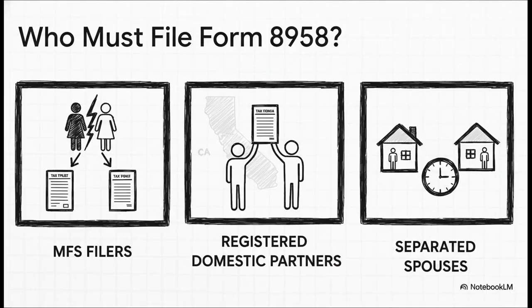Now, knowing when to file this form is absolutely critical. MFS filers, obviously. But here's a huge trap: registered domestic partners in California, Nevada, and Washington. For federal purposes, they file as single, but they still have to split community income. You can just imagine how much that confuses the IRS computers. It's also required for separated spouses who don't meet those really strict living apart rules under IRC Section 66(a).